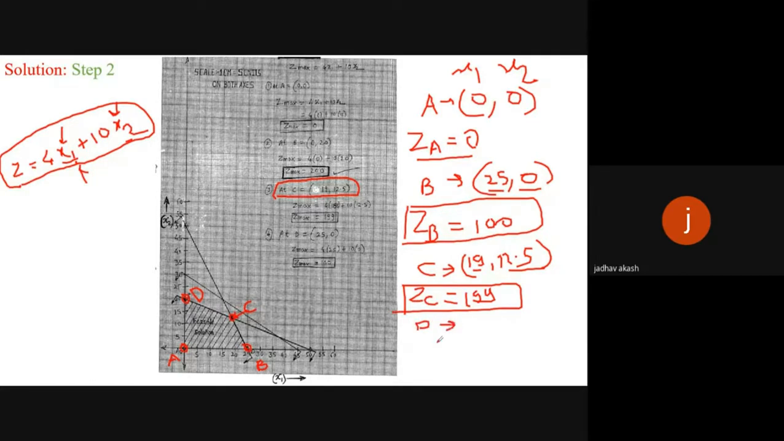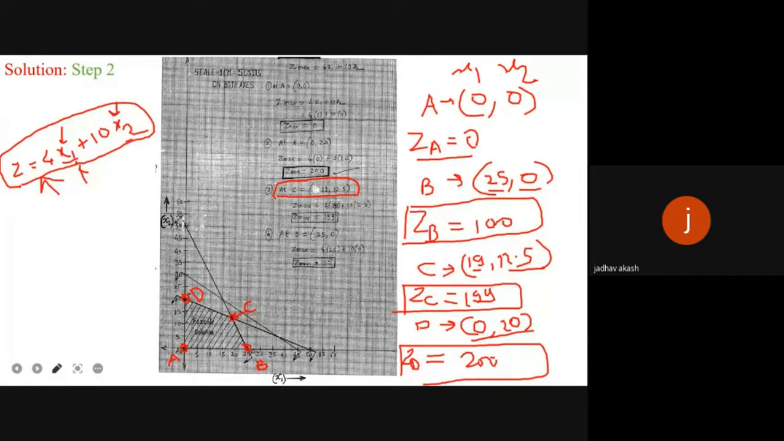And the last point is the D point. What will be the coordinates for D? X1, x2 values. X1 will be equal to 0 because that point lies on the y-axis. And what will be the value of x2? 20. Okay. So put down these values of x1, x2 here in this equation. Z at D, you are getting it as 200. So this is how we have got the z values for all the corner points.